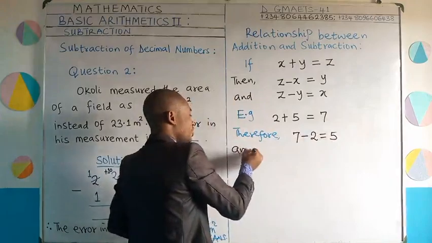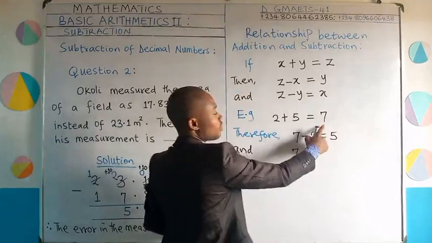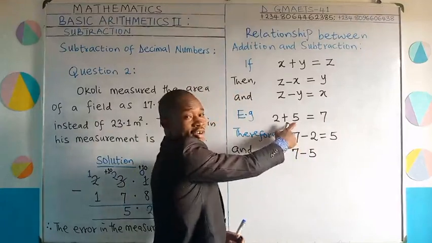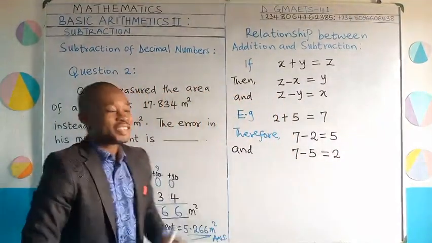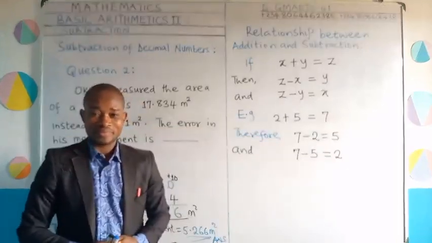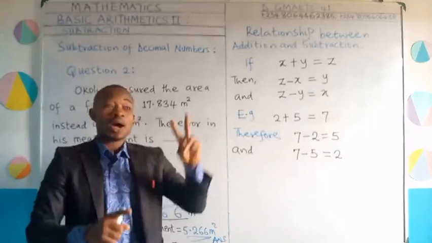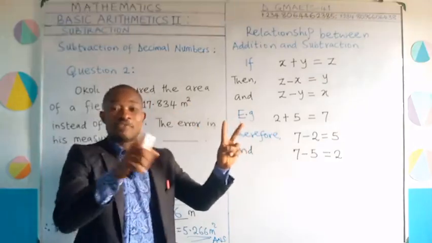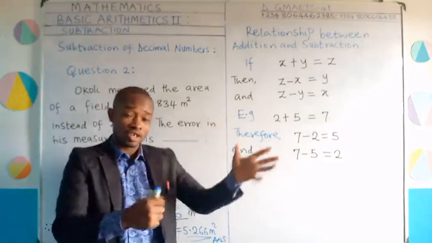And what if you go the other way around? Say 7 minus 5 this time around. 7 minus 5. Your answer will give you what? 2. That is good. Now this is very important, okay? And I'm going to try you on something now. Are you ready? Now, remember the rule. You add any two things and it gives you an answer. That answer minus any one of the two things will give you the other one.